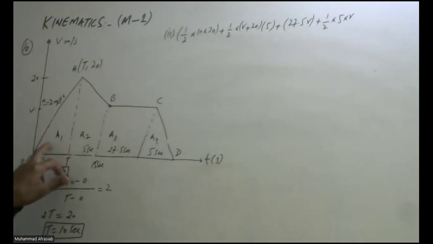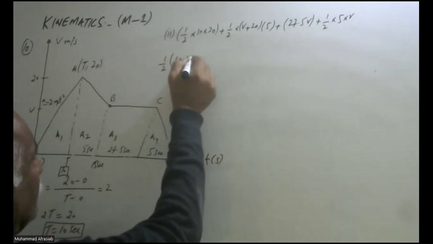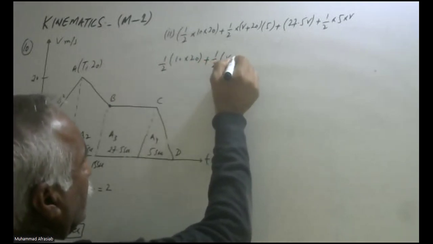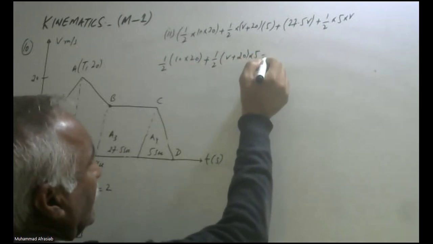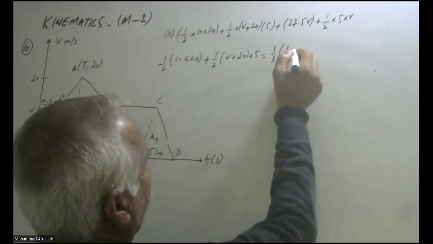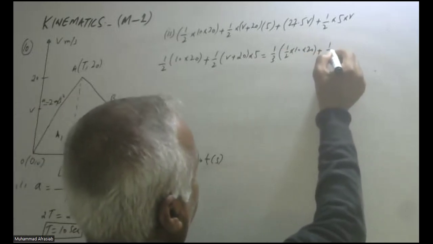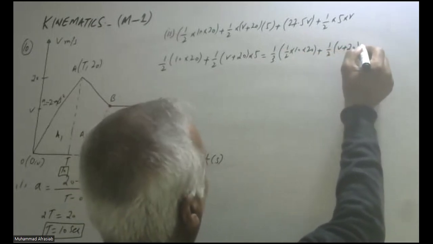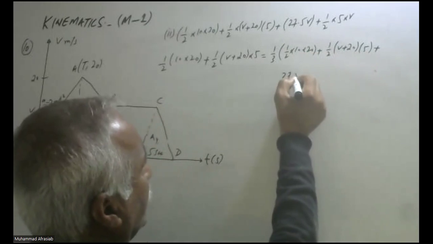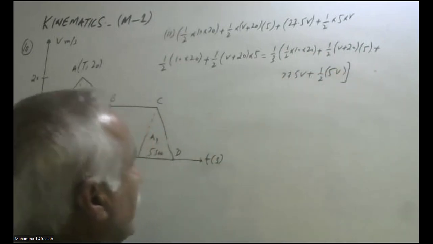So up to here, there are two parts, A1 and A2. So it should be equal to half into 10 into 20, that is the first part, plus half into V plus 20 into 5, and that should be equivalent to one third of the total distance traveled, that is half into 10 into 20 plus half into V plus 20 into 5 plus 27.5 into V plus half into 5V.